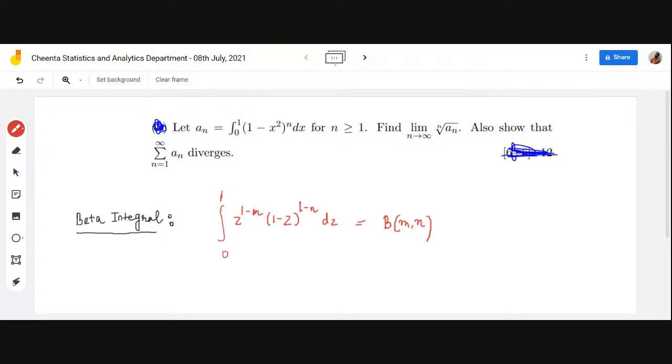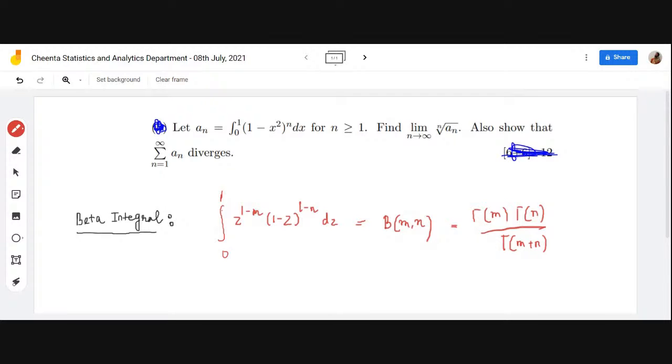So let's try to understand. Let's try to do this integral in terms of this beta integral. So what is this beta? Beta m comma n is equal to, I think I am not making any mistake, gamma m gamma n by gamma m plus n. Okay, I may make a mistake. Let's not be wrong. I will just search on Google and confirm it.